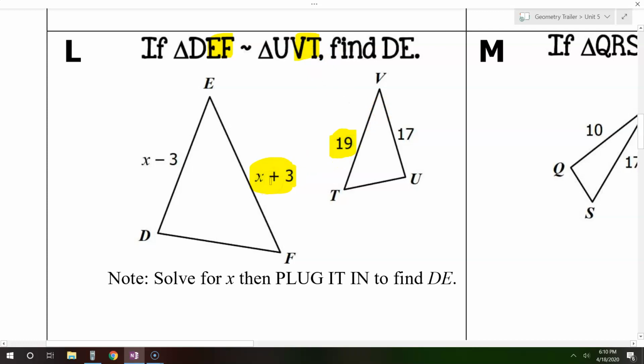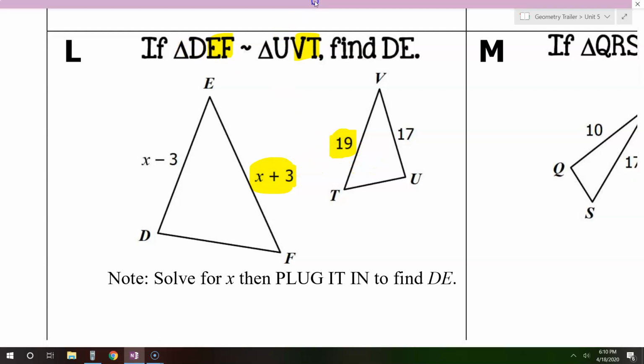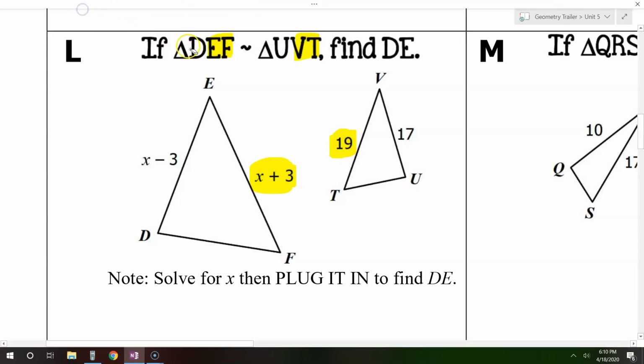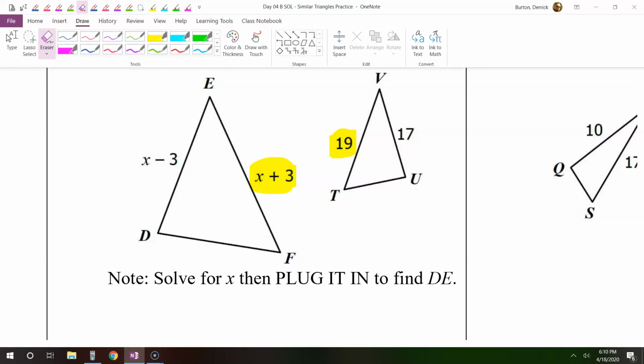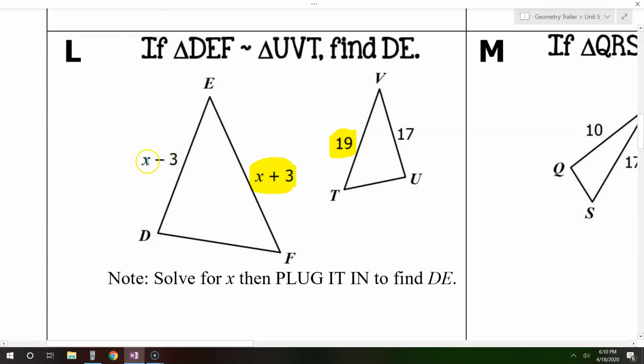So you might have thought that this x plus 3 would match up with the 17 because they're both on the right, but I guess they're more like mirror images of each other. So you have to use your similarity statement to be sure which sides are actually corresponding. Now you can bet that the x minus 3 is going to correspond with the 17, but let's double check. Okay, x minus 3 is DE, so that's going to correspond with UV, and sure enough, here's UV.